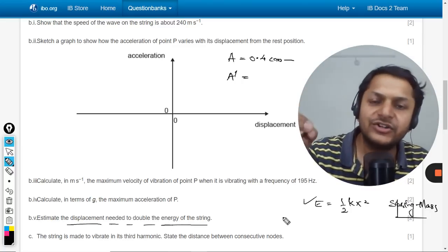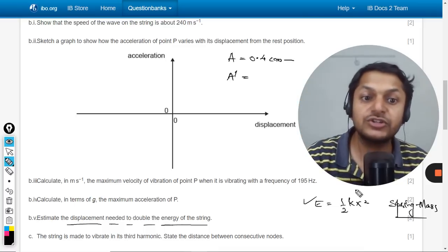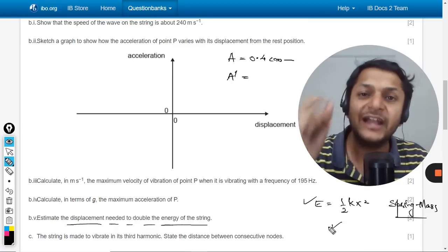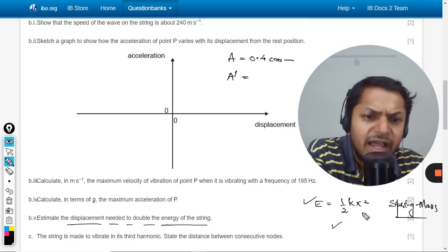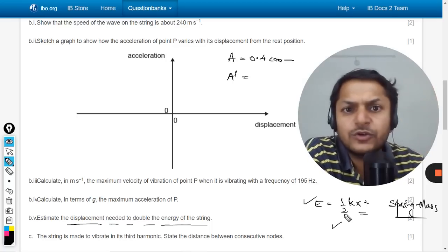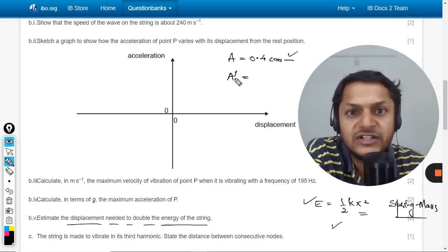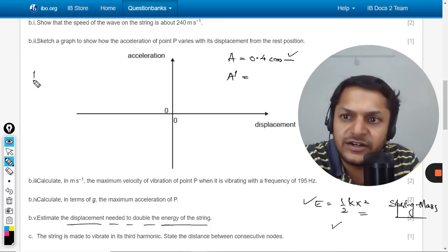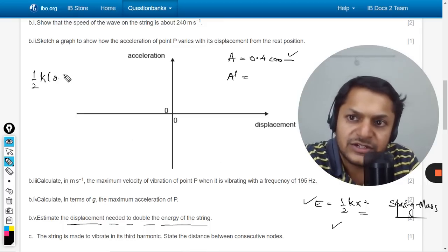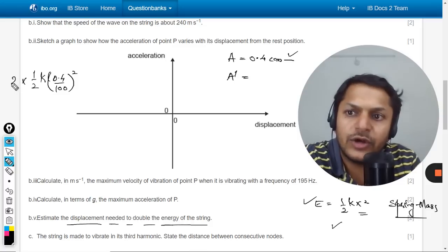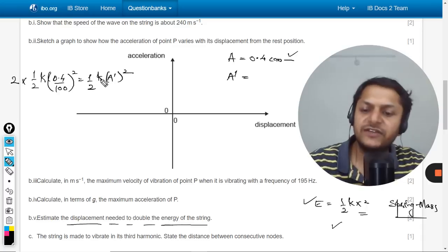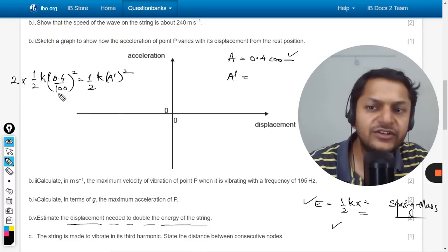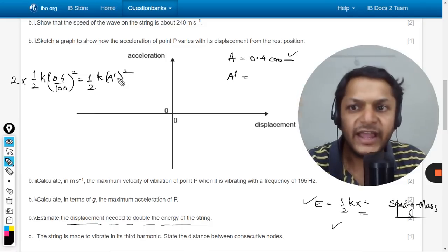So whenever it comes to energy for simple harmonic motion, this is one of the very handy formulas. Keep it handy with you. Half kx square clearly only depends upon the displacement that you are giving. Earlier the displacement was 0.4, but now we don't know. So what was the earlier energy? Half k (0.4 divided by 100) square, and you want double the energy, so half k a dash square. This is the final energy, which is double the initial energy. From here we are going to find a dash.